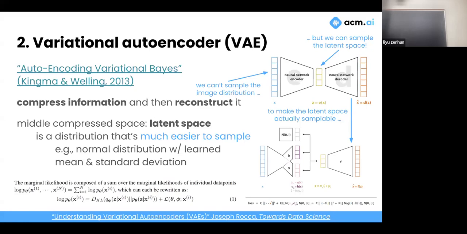So to generate images, what we can do is give it a bunch of images from our datasets, learn from them to find what our mean and standard deviation are, and then we just sample from this normal distribution to get our final outputs. Does that make sense? So that is what a variational autoencoder is.